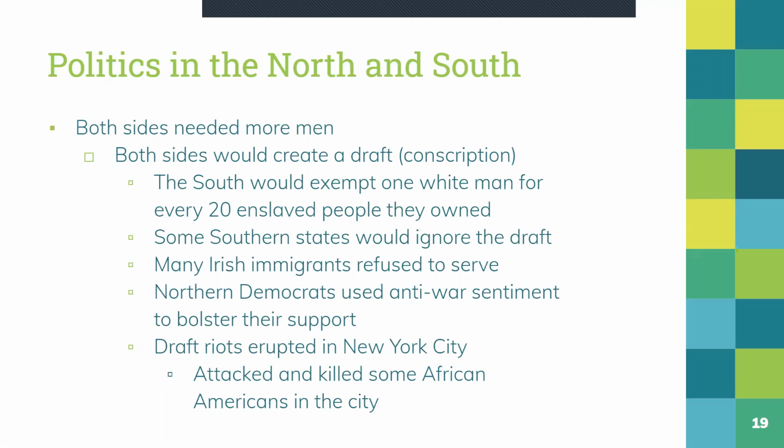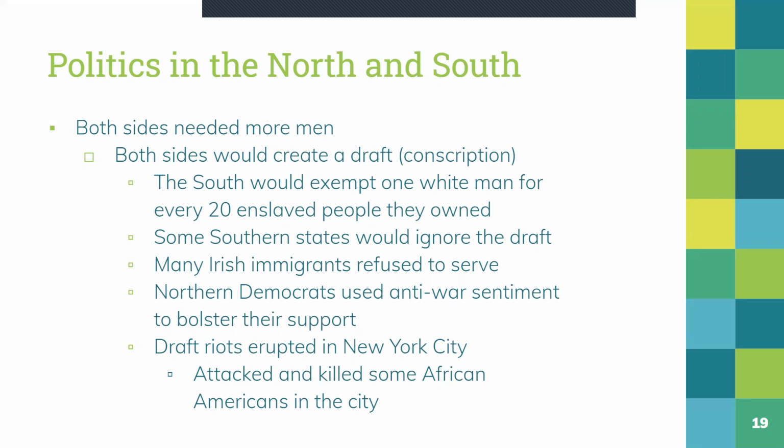Now, both the North and the South need more men. The amount of volunteers early in the war wasn't cutting it. So both sides would eventually create a draft. The South had some exceptions, like they would exempt a white man for every 20 enslaved people they owned.